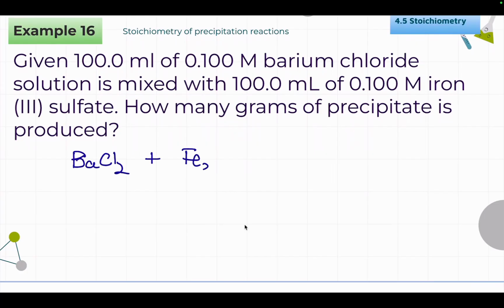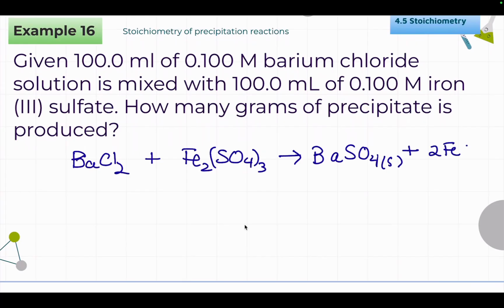So for this question, they told me I had barium chloride and iron(III) sulfate. Now it's a double replacement reaction, so the barium is going to go with the sulfate. Barium's +2, sulfate's -2. That is my precipitate. I know that because of my rules of solubility. Oops, I'm starting to balance it and write it at the same time. I'll take out that coefficient.